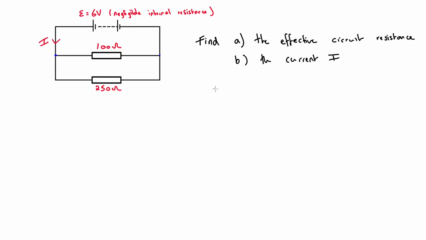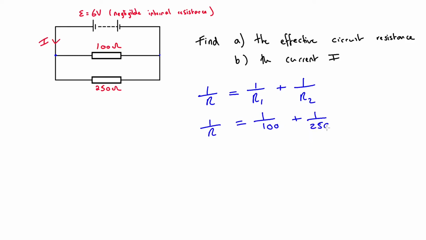So for a parallel combination of resistors, we know that 1 over the effective resistance equals 1 over resistance R1 plus 1 over resistance R2. So 1 over R will have to equal 1 over 100 plus 1 over 250.